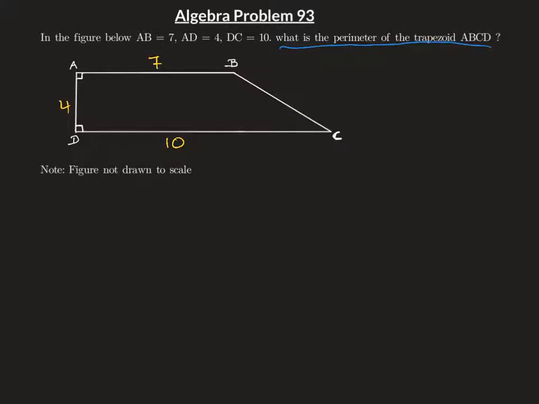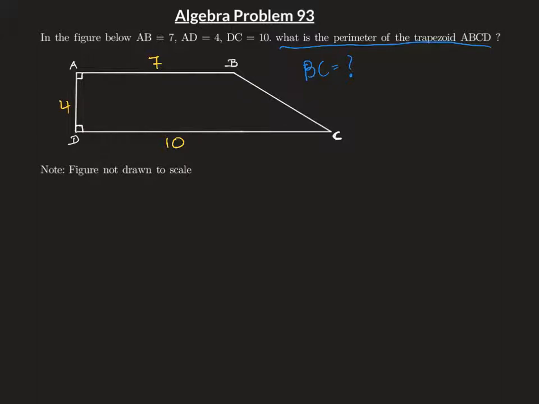And immediately when you look at it, it looks like we can find it, but we're missing one side. We're missing BC. Since we're missing BC, we have to try and find that. So what's the first step? We've labeled everything, and now what's the first approach to finding BC?